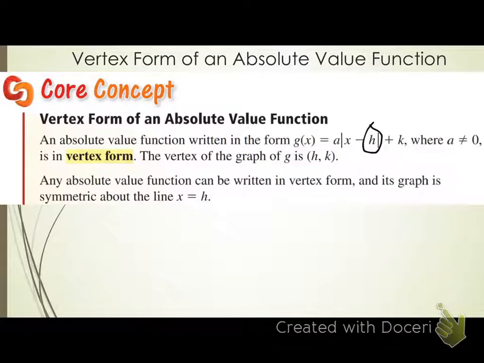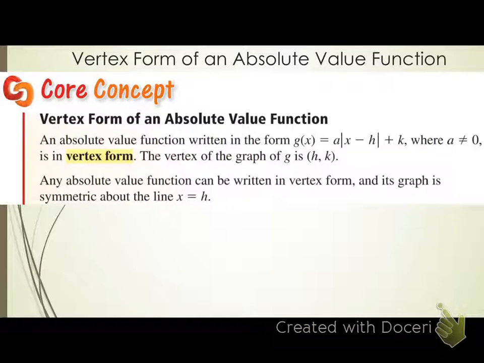So we'll still have to create a table of values a little bit, but this kind of helps us get a starting point for our graph, because we know the vertex is h comma k. Any questions about vertex form of an absolute value function? Any questions? Can I move on, or are we still writing? Still writing. Okay, I'll give you some time.